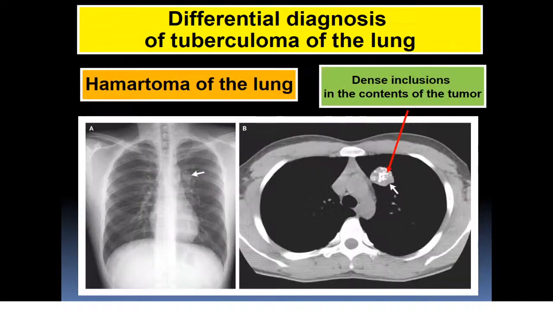Next differentiation, hamartoma of the lung. This is a benign tumor. On X-ray in anterior position, we can see a round formation near the lung root. And on tomography, CT scan, computer tomography, in this person, we can see dense inclusions in the contents of the tumor. This is hamartoma of the lung.